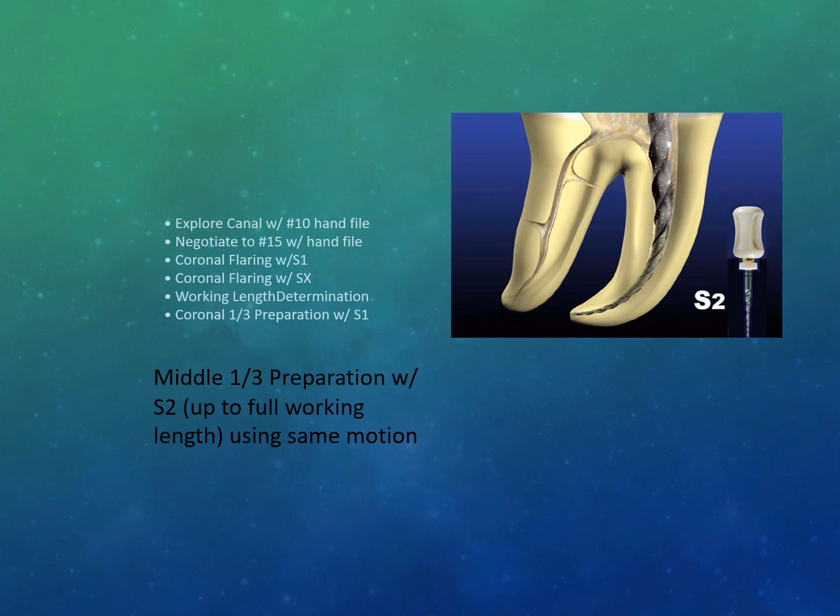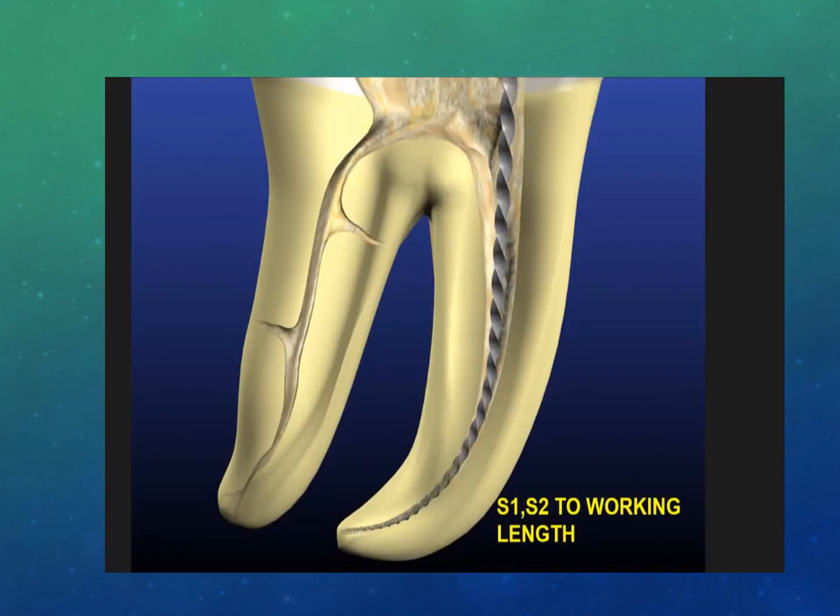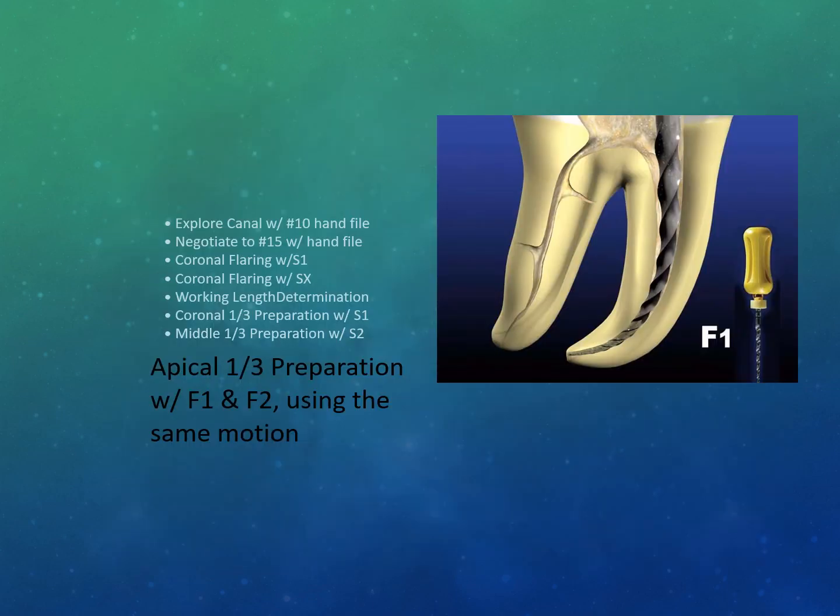And then after S1, your coronal portion is enlarged. Now we are moving to your middle part. So next is your middle third preparation with S2. After this you need to use your file till your working length. S2 is used till the working length in the same motion, clockwise and anti-clockwise. And then S1, S2 to working length.